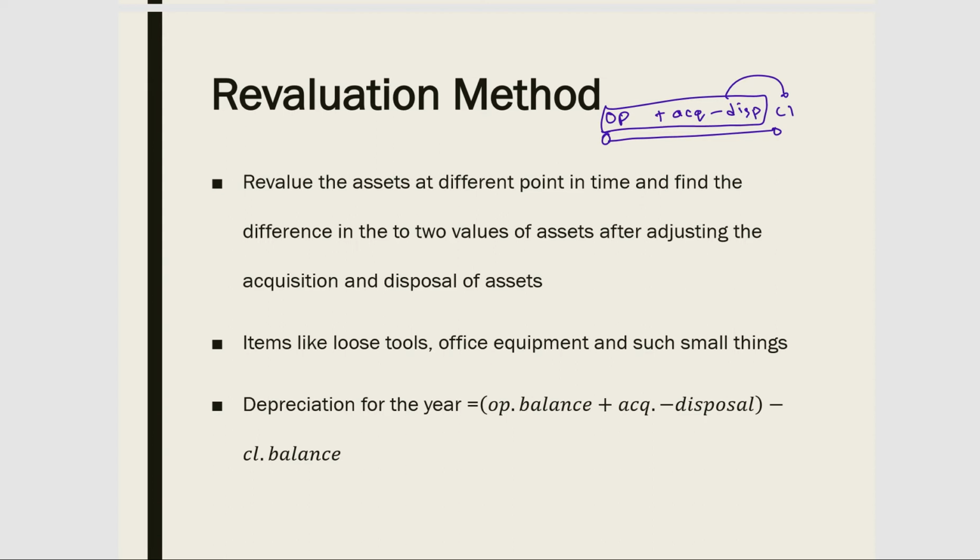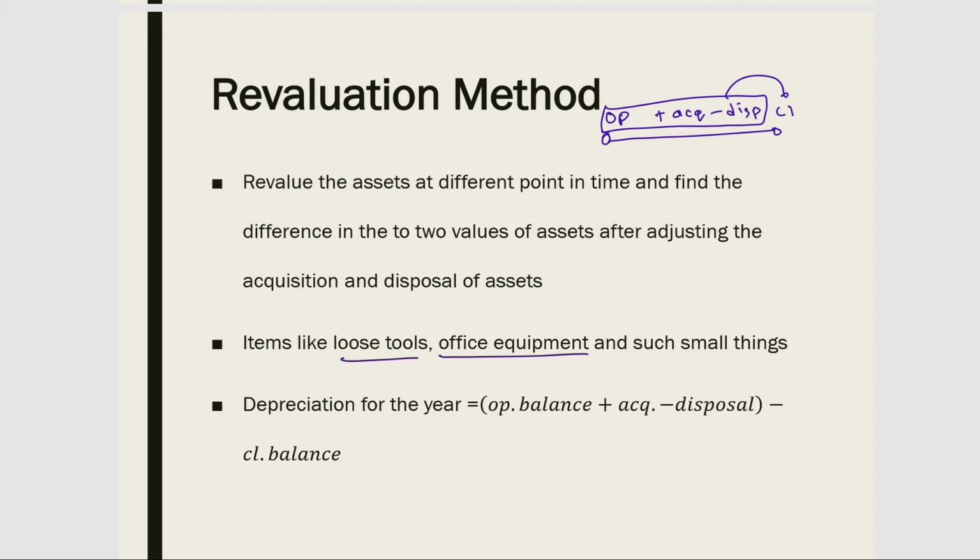In general, we use this method for assets like loose tools and office equipment, which we buy in bulk. These assets have a small economic life, but as we buy them in bulk and we don't need to buy them frequently, we categorize them as non-current assets.